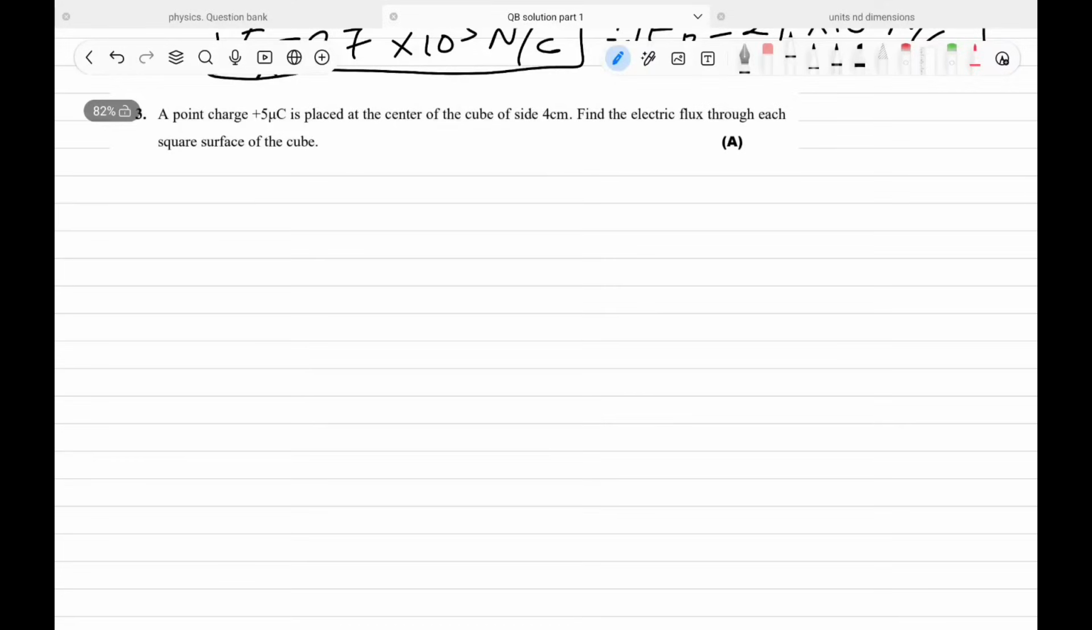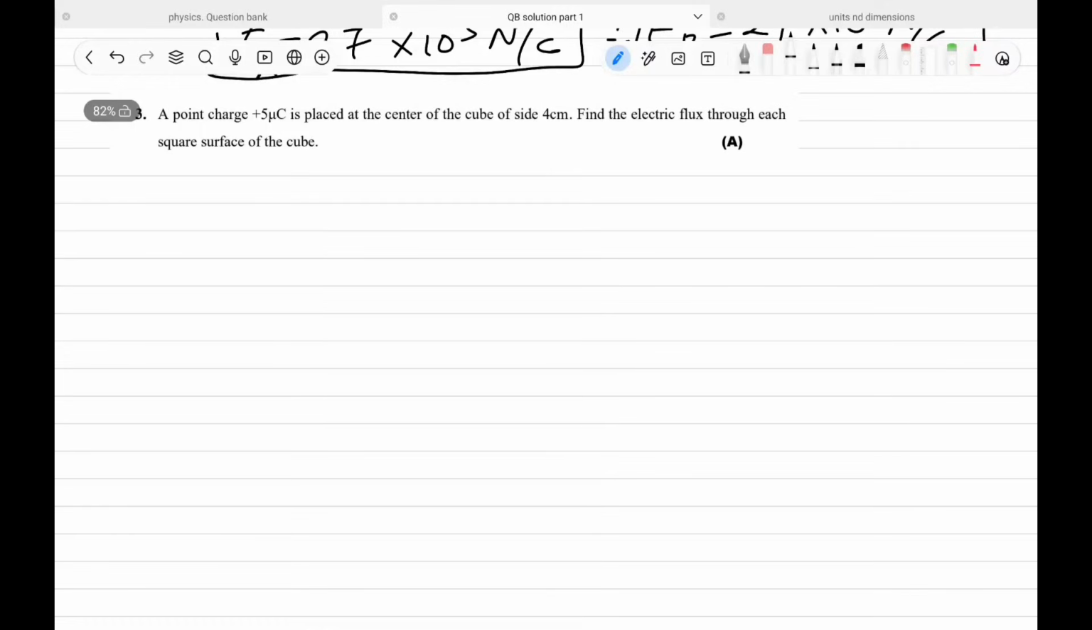In this question, a point charge of 5 microcoulomb is placed at the center of a cube of side 4 centimeter. Find the electric flux through each square surface of the cube.